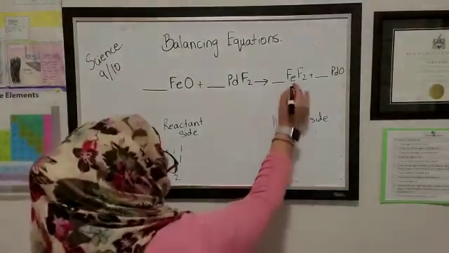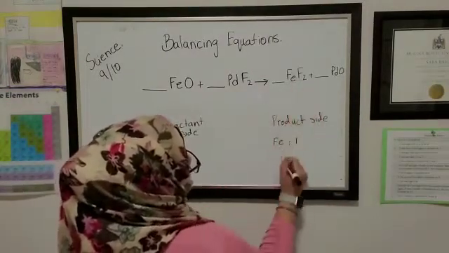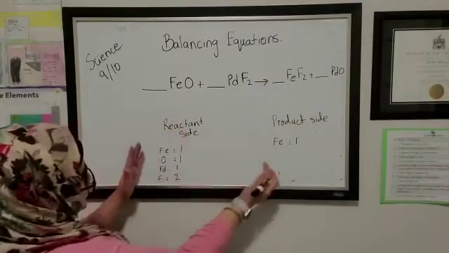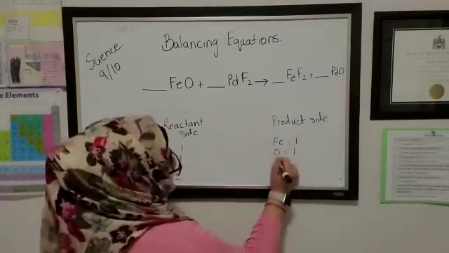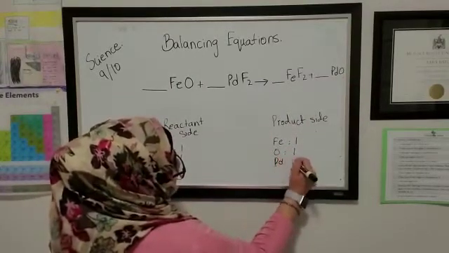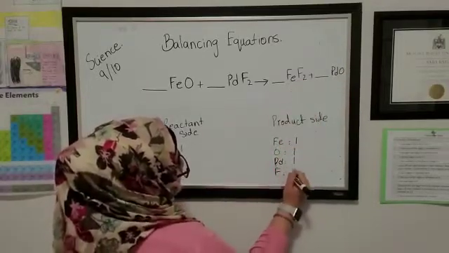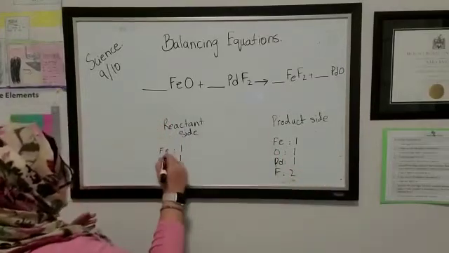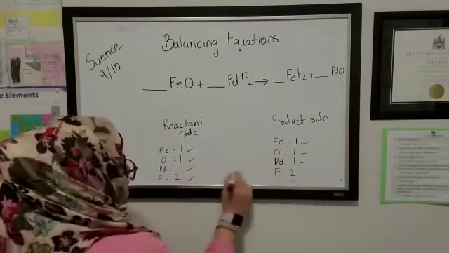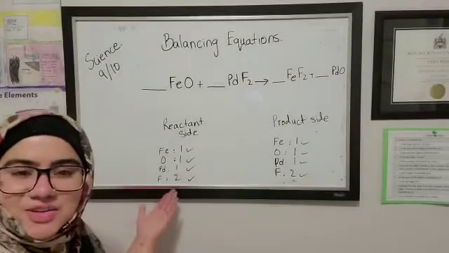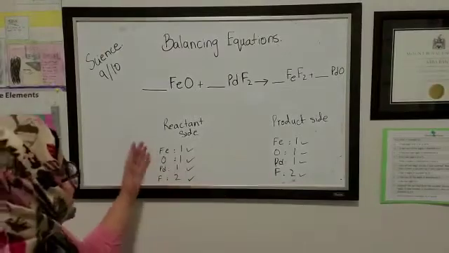Now, on the product side, for iron, we have just 1. I'm going to go in the same order so it's easy to match. So oxygen, we have only 1. Palladium, we have only 1. And for fluorine, we have 2. So our iron is already balanced, oxygen balanced, palladium balanced, fluorine balanced. Oh, this equation is already balanced, so we don't have to balance it, although it looks so tricky. But you can see the equation is already balanced.